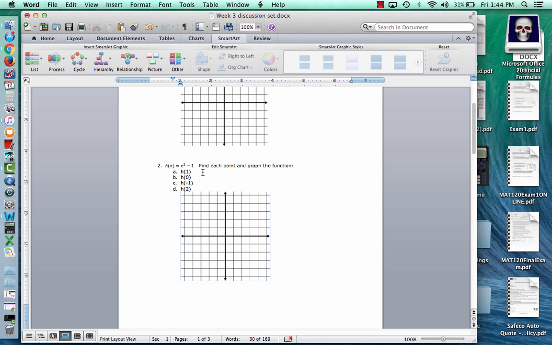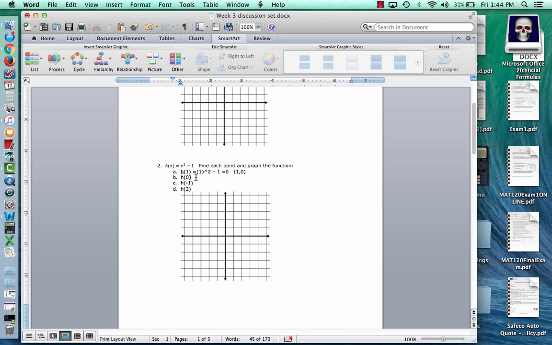The next one, h of x equals x squared minus 1. So we plug in these values. So h of 1 means we're doing 1 squared minus 1. So 1 squared is just 1. And if you subtract 1, then you get 0. So that gives us the point 1, comma 0.